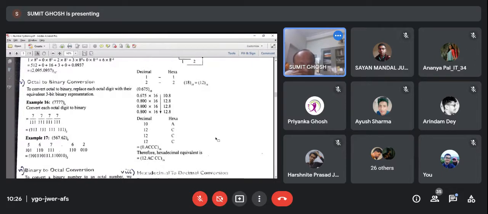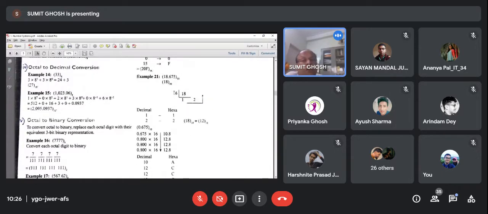Clear? Just like binary, the only thing is you use 16, not 2, for the division or the multiplication. Division before the decimal place is 18, and multiplication by 16 after the decimal place. Is it clear?